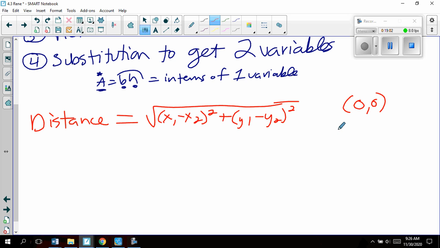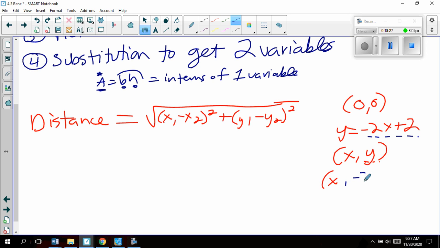My other point is on the line, y equals -2x plus 2, but I don't know which coordinate it is. So I need a generic point. So a generic point would be like x, y. Okay, well, if I put x and y in here, I'm going to have 2 independent variables. So I'm going to substitute for y, and I think, okay, what does y equal in terms of x? Well, that thing is right here. So -2x plus 2. So now I've got point and point. They're in terms of one variable.